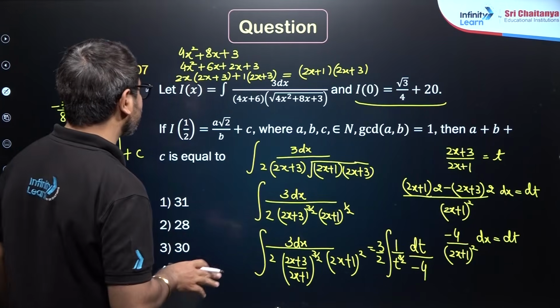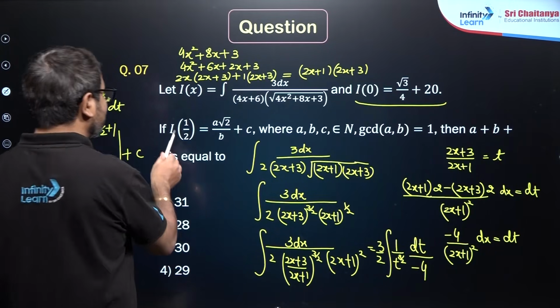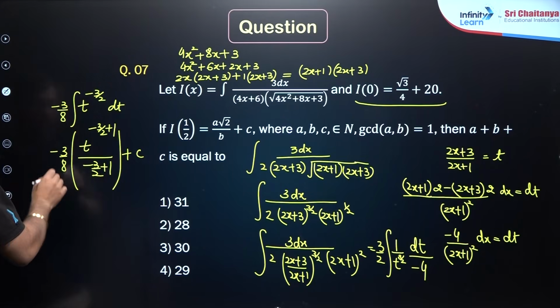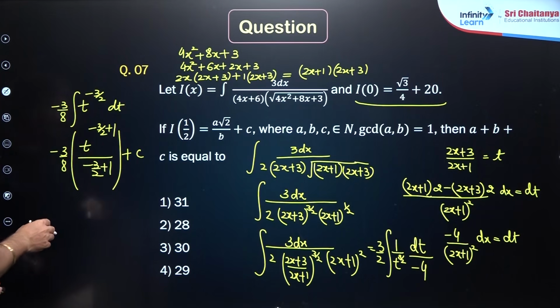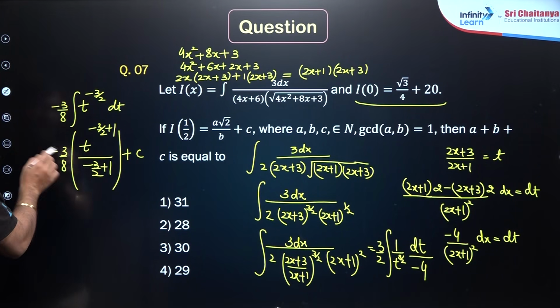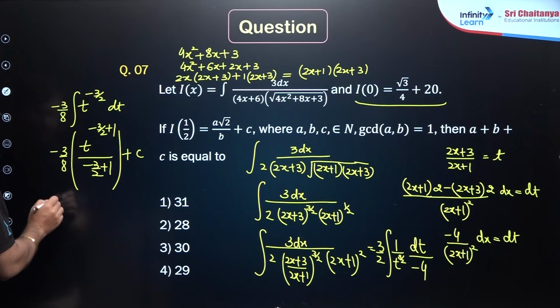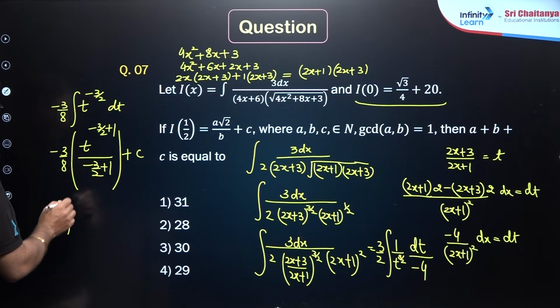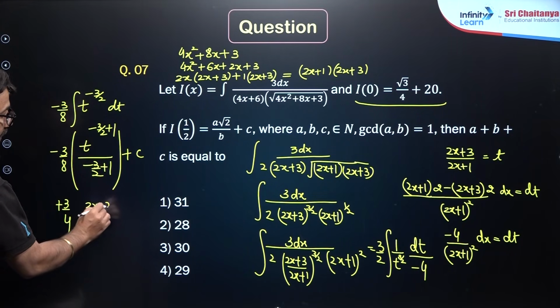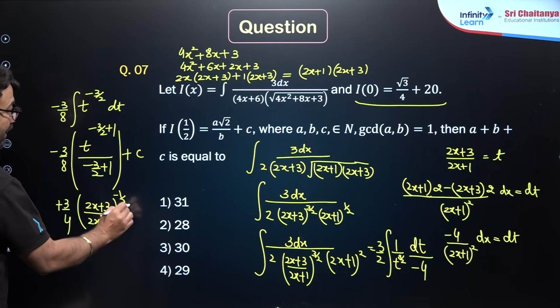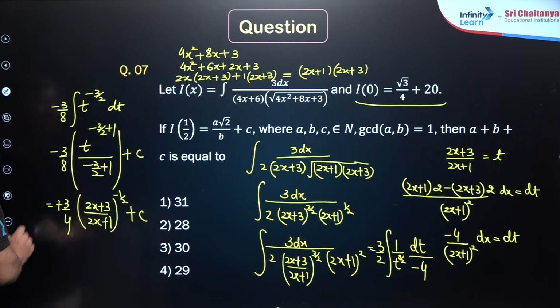If you simplify this, here they have given I of half. So over here, let's say we are having 1 minus 3 by 2, so it is minus half. Minus half, this negative and negative will be getting cancelled. So this will become 3 by 4 with a plus sign. And this will be t raised to the power minus half. So what is t? t is 2x plus 3 over 2x plus 1, raised to the power minus half, and then plus c. This is the expression that we are getting for I of x.